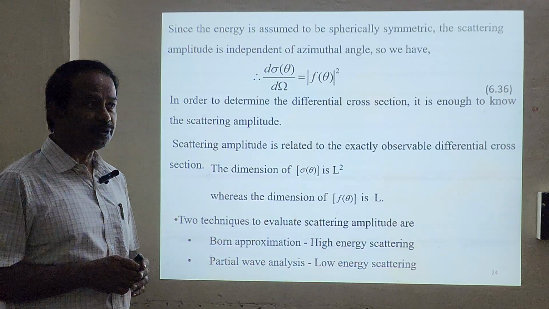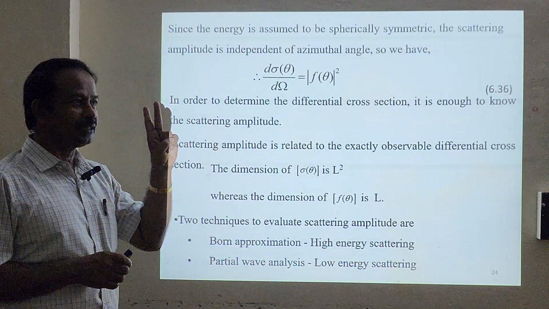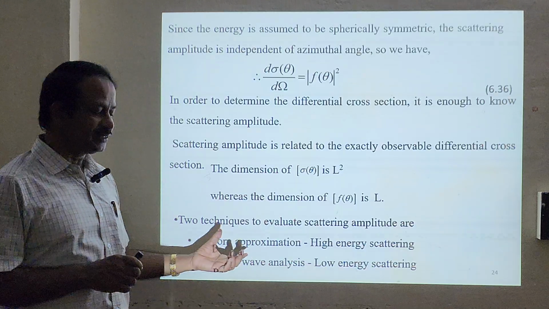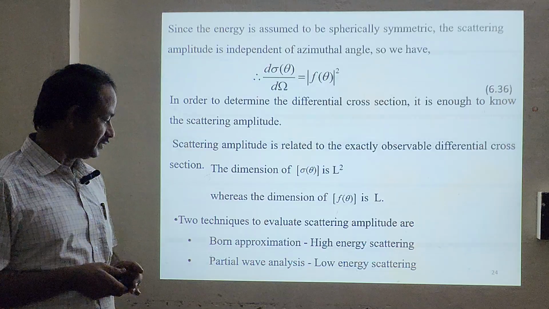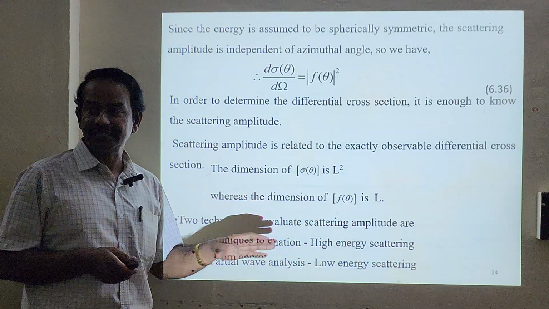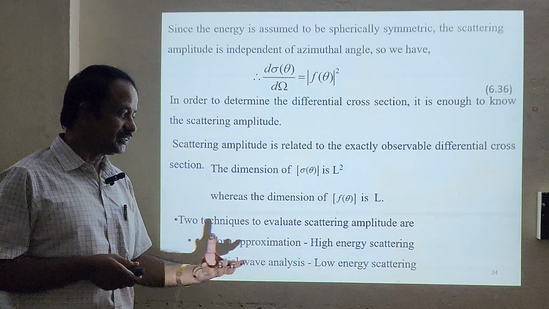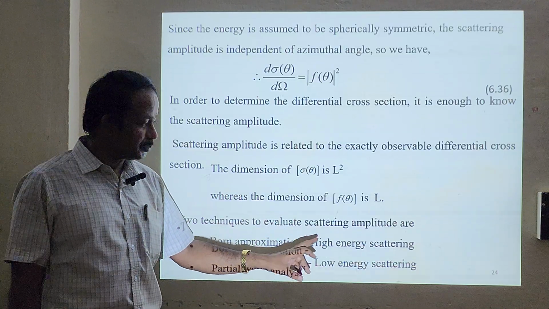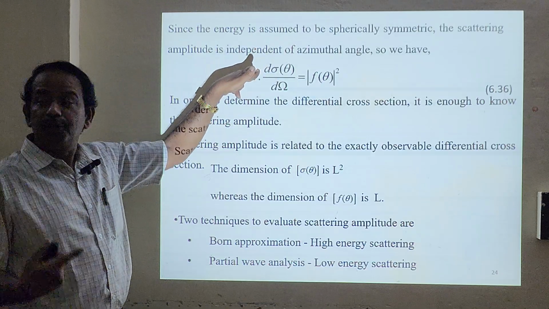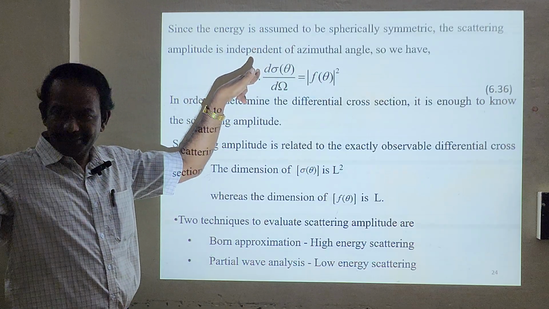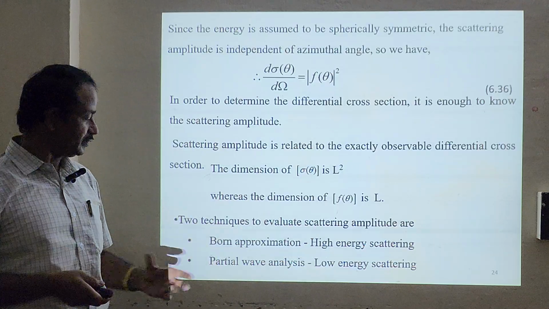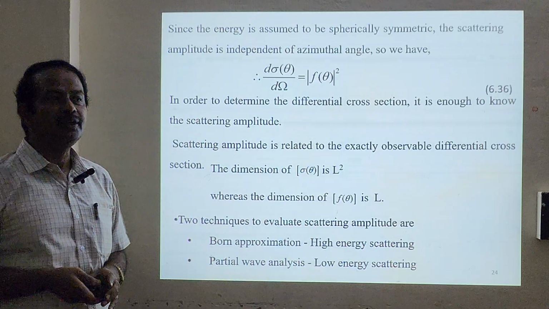In due course, we are going to get the expression for the scattering amplitude by means of two methods. One is the Born approximation method, what we call high energy scattering. Another one is partial wave analysis. They are theoretically based ideas. We are going to get the expression for the scattering amplitude, and the square of the scattering amplitude will give you the differential cross section, which we are going to obtain on the experimental side. Born approximation is nothing but high energy scattering, and partial wave analysis is low energy scattering.